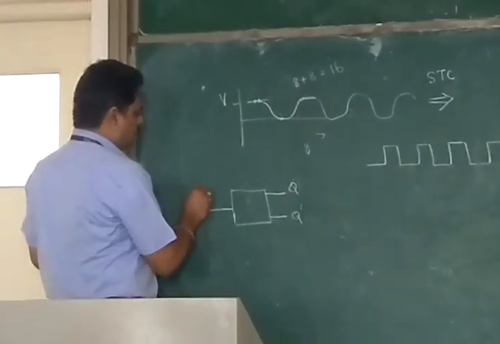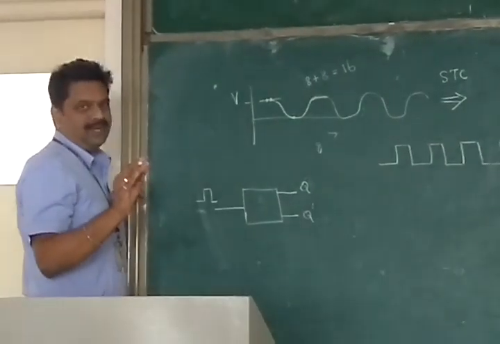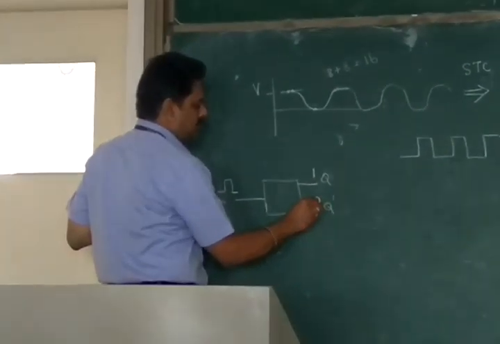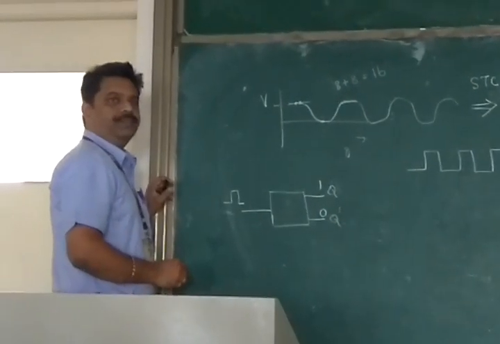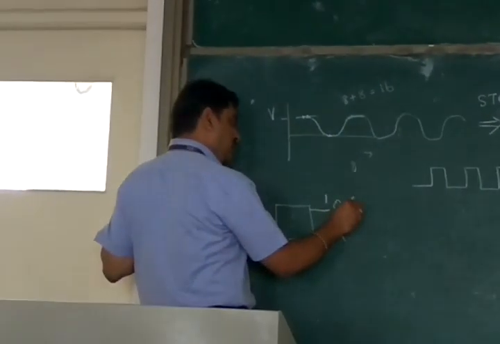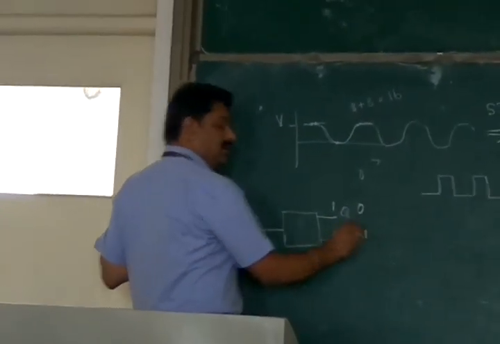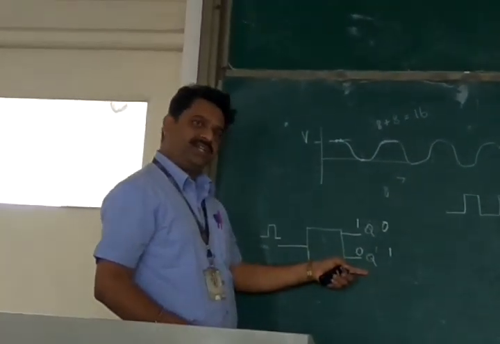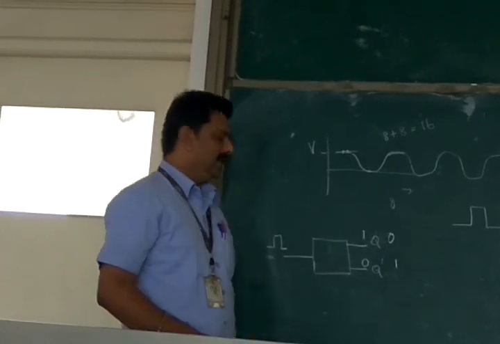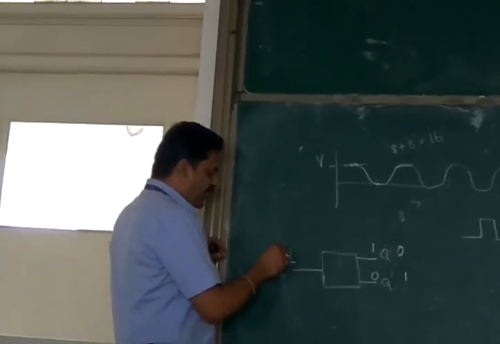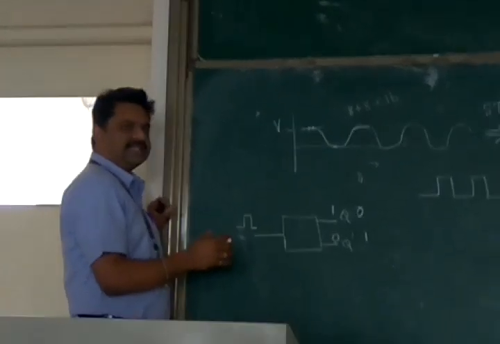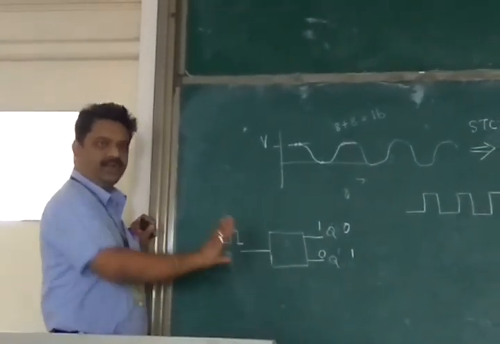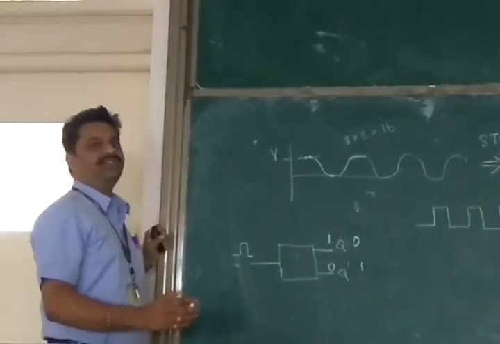If I give one square pulse, for example, if the output that I get in Q is 1, Q dash will be 0. Suppose if I get output as 0 here, I get output as 1. This is the complement of this. Q dash is the complement of Q. So if I give one pulse, the state will change. It will flip the state. That's why it is called flip-flop.